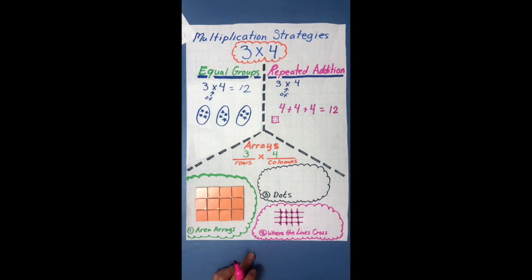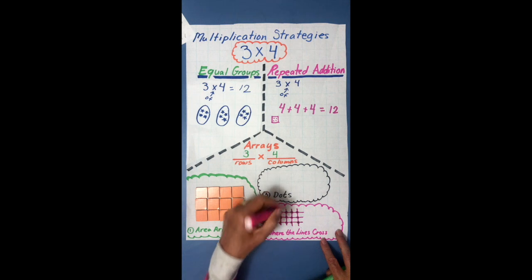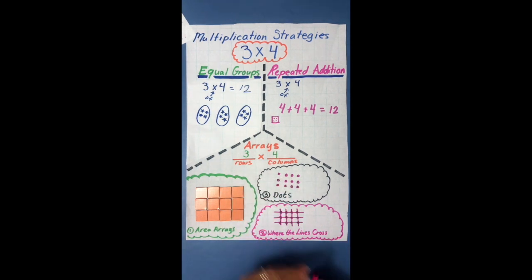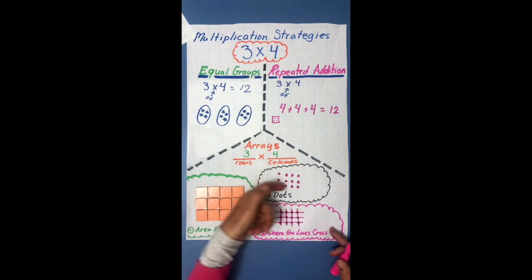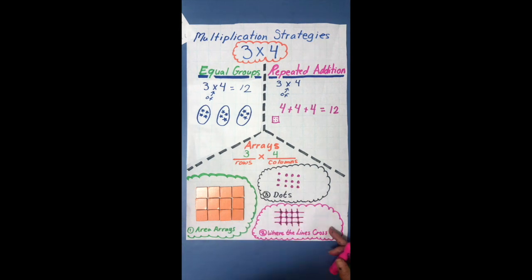Now if I wanted to do dots, I always have trouble with the dots, but you would just do the same thing as you do here, but without the lines. So you'd go one row of 4, 2 rows of 4, 3 rows of 4. And again, you've got 1, 2, 3 rows and 1, 2, 3, 4 columns.